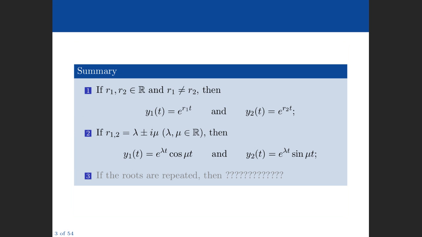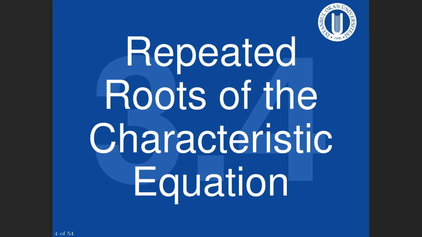And we know there's 3 possibilities for the roots of the characteristic equation. If we have 2 different real numbers, then we saw that the 2 solutions that we want are e^(r1 t) and e^(r2 t). If instead the roots are complex conjugates, then our 2 functions are e^(λt) cos μt and e^(λt) sin μt. The third case, the case when we have repeated roots, we didn't study last week. So let's do this now.